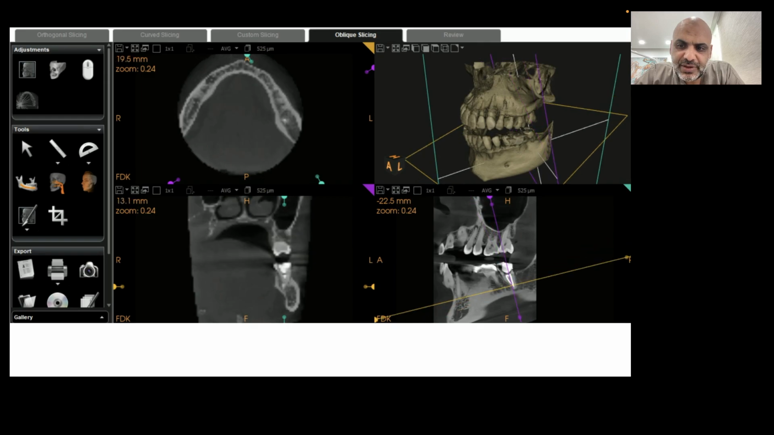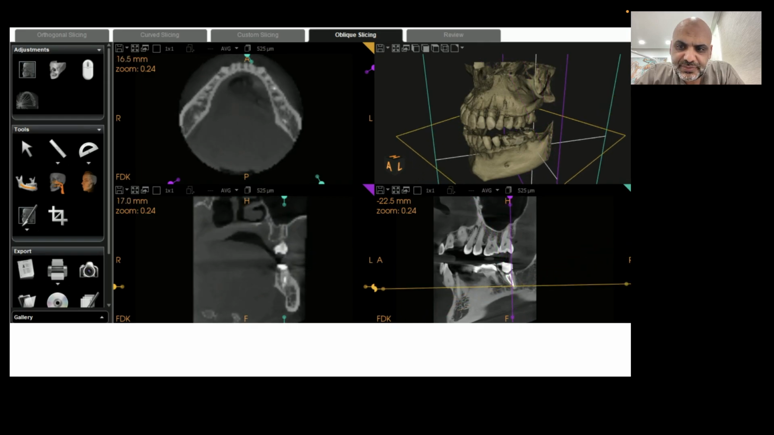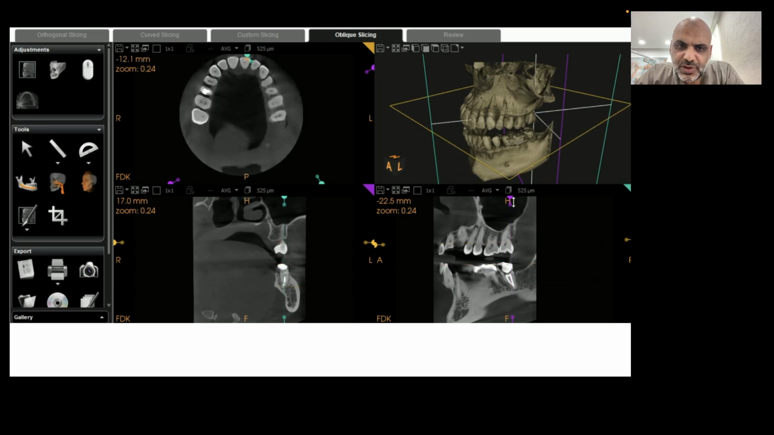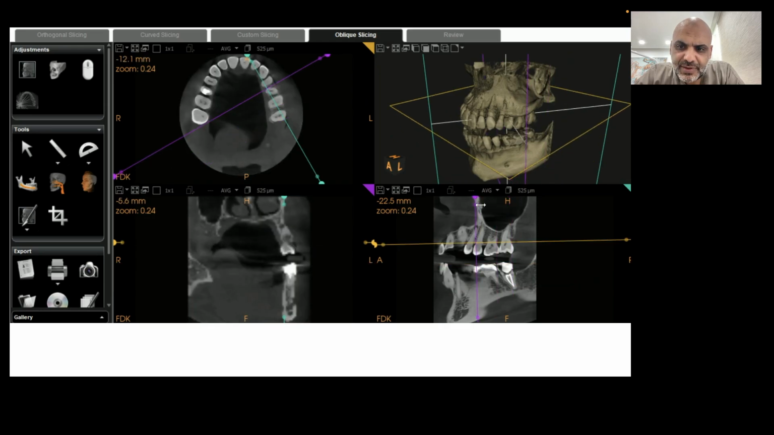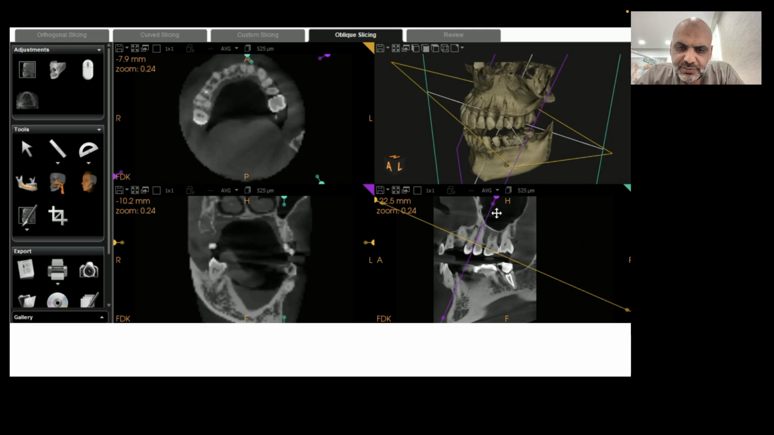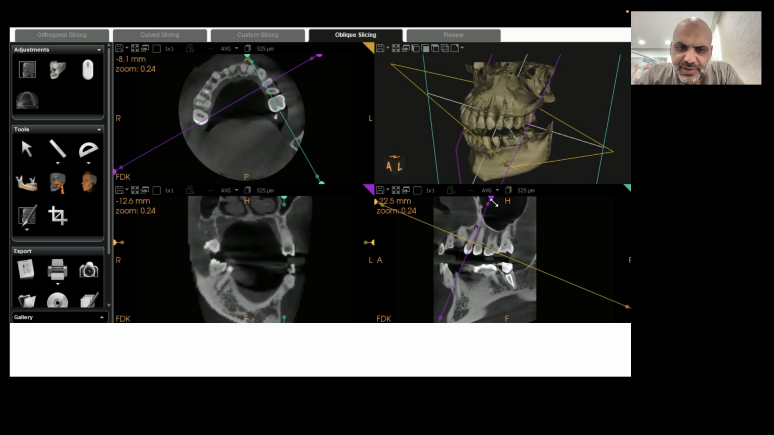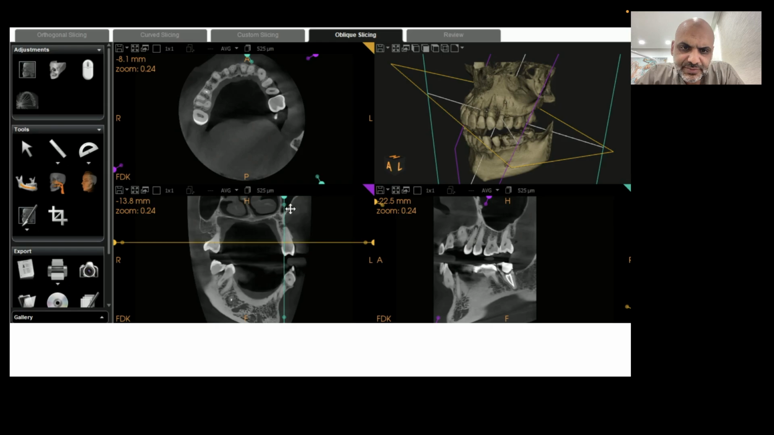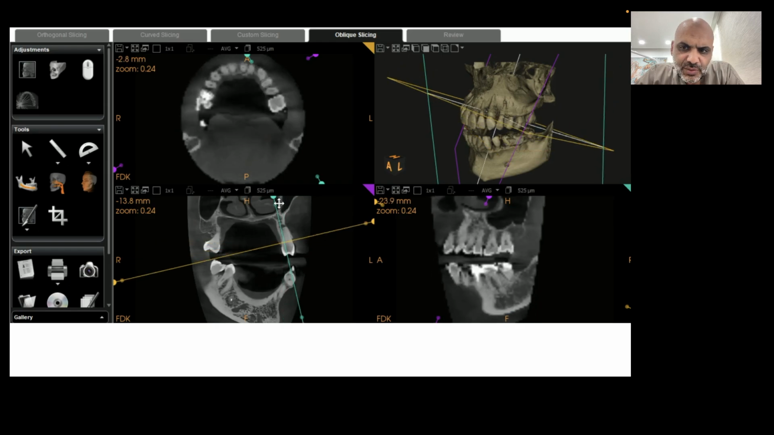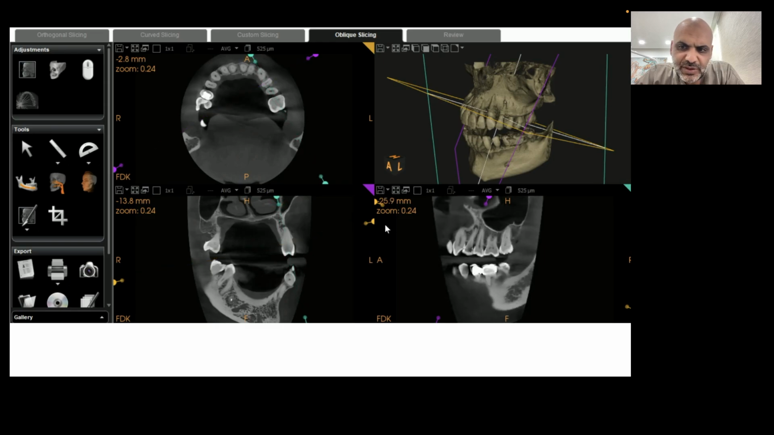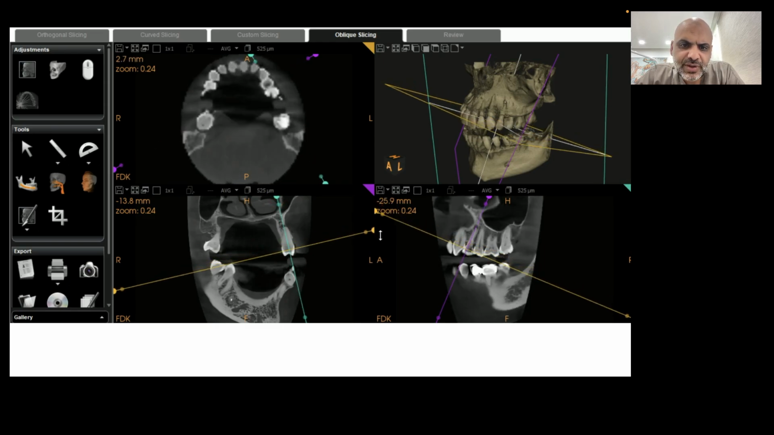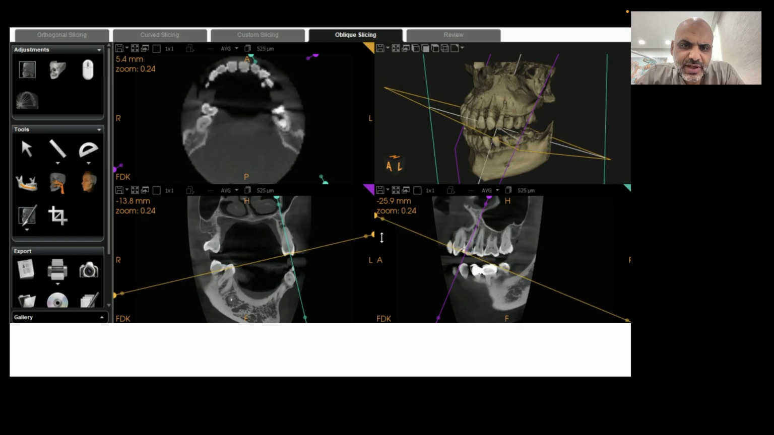Try to locate the tooth. We go more to the tooth itself. You can see the coronal section now and the sagittal section. Now we are almost in the mid of the tooth, in the center of the tooth. So we can see from the occlusal surface how it looks on the axial section.